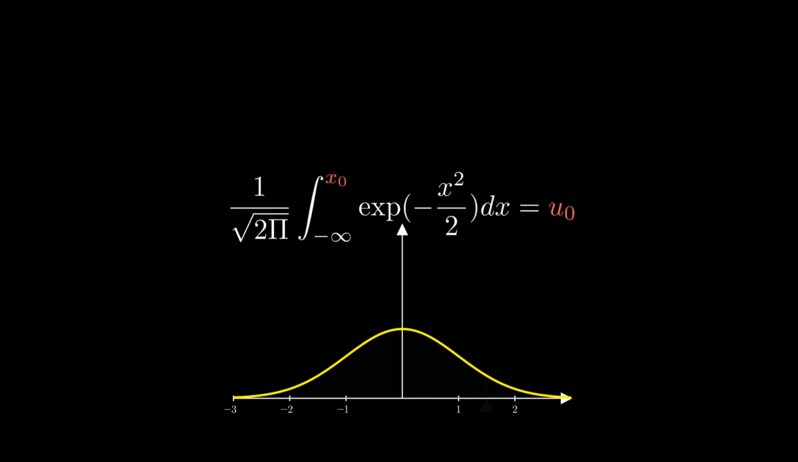Here's an example in the diagram. So the area here up to x is u0. We're integrating from minus infinity to x0. Right, so this just takes you from u0 to x0. Let's take a concrete example with some numbers.